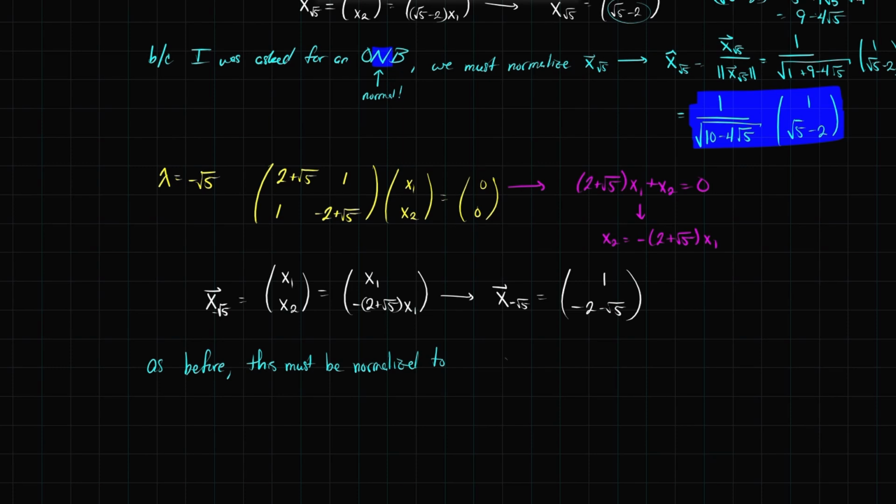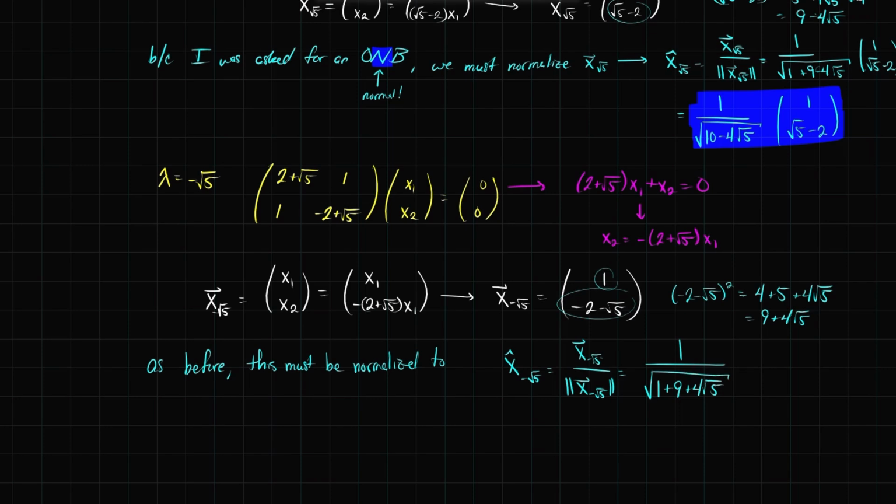And it gets normalized to x hat sub negative root 5 is x vector sub negative root 5 over the norm of x vector sub negative root 5, which just as before will be 1 divided by root 1 squared, because the first entry, and then what is negative 2 minus root 5 squared? Looks like I have negative 2 squared is 4, I have negative root 5 squared is 5, and I have 2 copies of negative 2 times negative root 5, so I'll have a 4 root 5 here. So a total of 9 plus 4 root 5, as opposed to 9 minus 4 root 5 in the previous case. So I have 1 plus 9 plus 4 root 5.